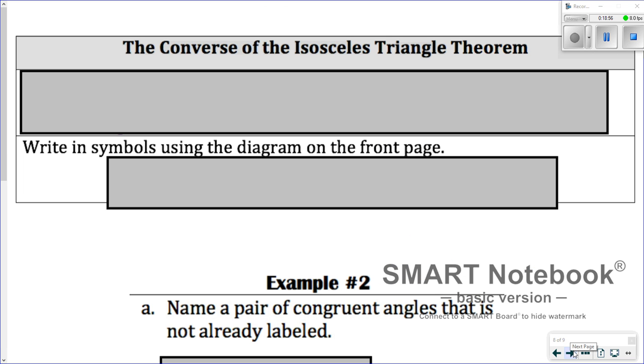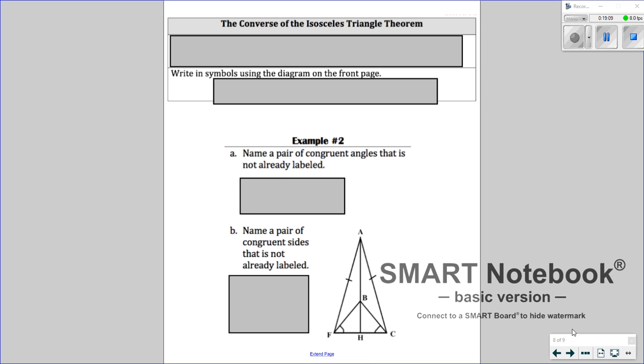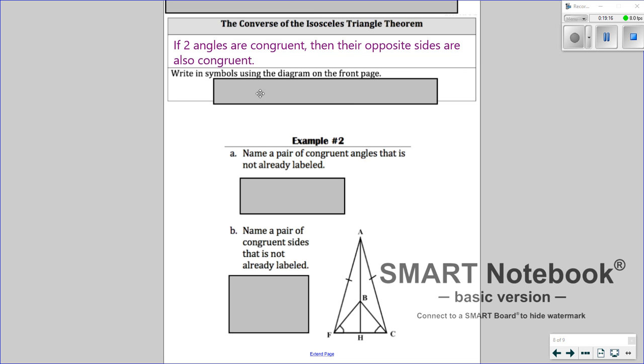Right. Now, we learned about the isosceles triangle theorem. Now we're going to do the converse of the isosceles triangle theorem. With the converse, it's nothing but the opposite of what was said for the isosceles triangle theorem. So it states that if two angles are congruent, then their opposite sides are also congruent. We learned in the isosceles triangle theorem that if the opposite sides are congruent, then the two angles are congruent. So this one is just swapped.